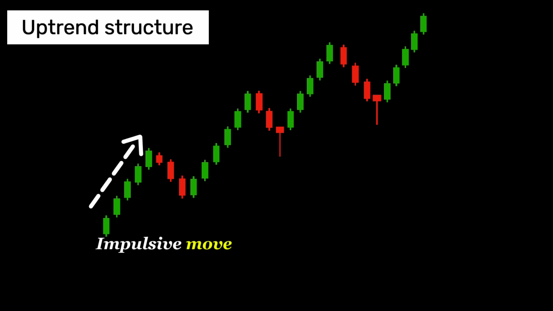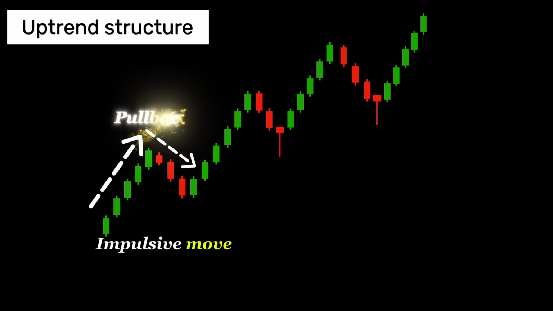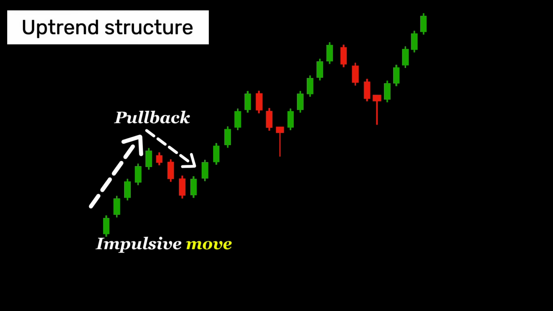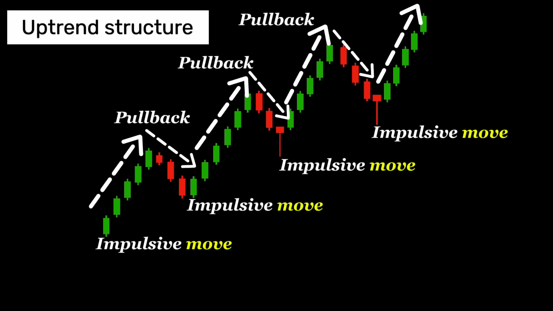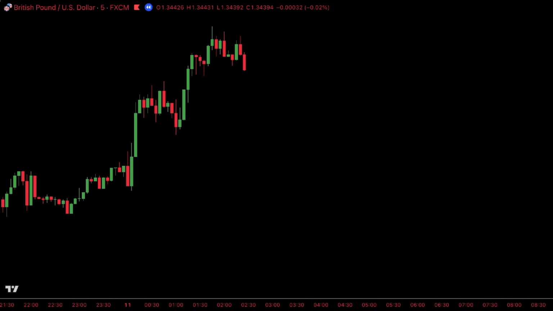Then, after this move, the market does not continue going up immediately. Instead, it starts to move down slightly. This happens because some buyers begin to take profits. As they close their positions, the price temporarily pulls back. This movement is called a pullback or a retracement. So in an uptrend, the market is constantly alternating between these two phases, an impulsive move upward followed by a pullback. Now let's look at a chart to understand this better.